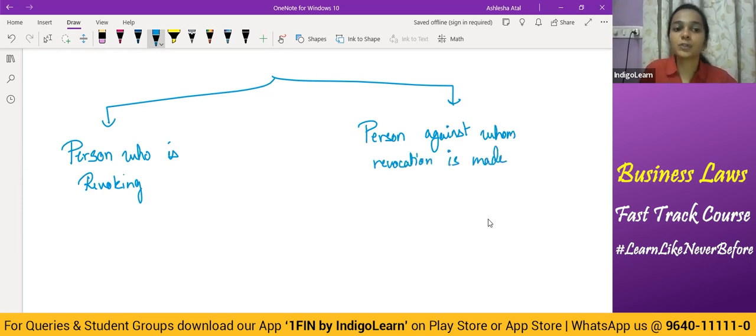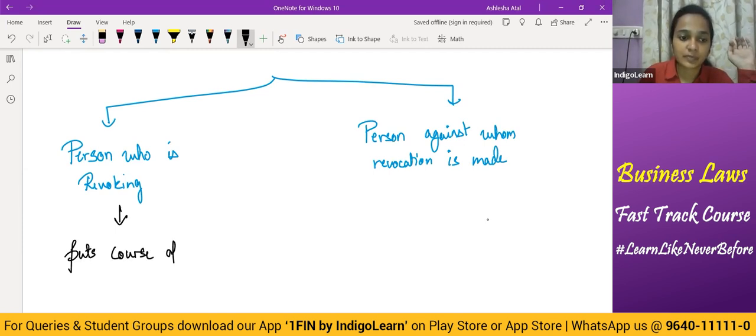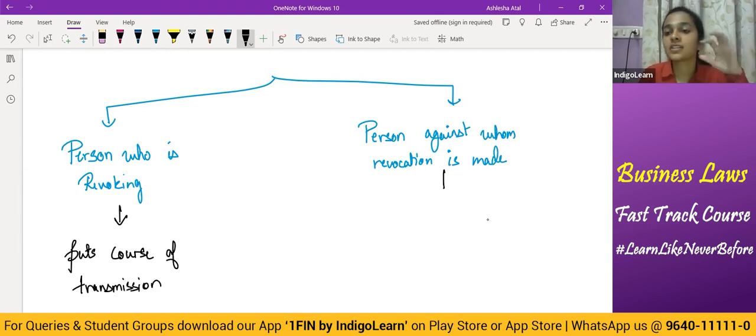So it is from the point of view of the person who is revoking and from the point of view of the person against whom the revocation is made. From the point of view of the person who is revoking, the communication of revocation is complete when he puts the letter into the course of transmission. And from the point of view of the person against whom the revocation is made, the communication of revocation is complete when he comes to know about it.